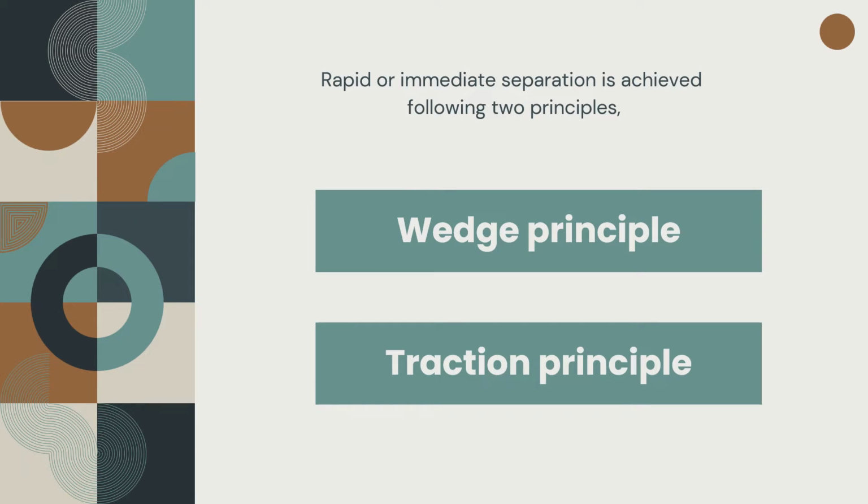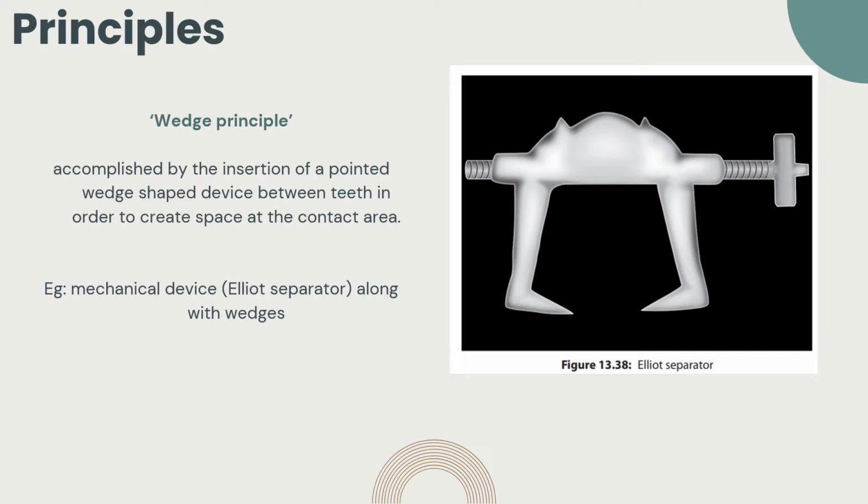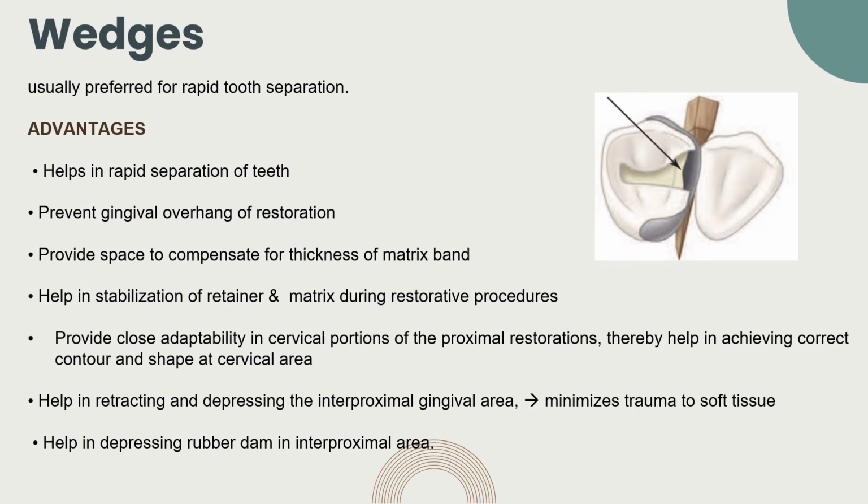Coming to the rapid or immediate separation principles, they are based on two principles, that is, the wedging principle or the traction principle. Coming to the wedging principle, it is accomplished by insertion of a pointed wedge-shaped device between the teeth in order to create a space at the contact area. The examples include the mechanical device, that is the Elliott separator, along with the wedges.